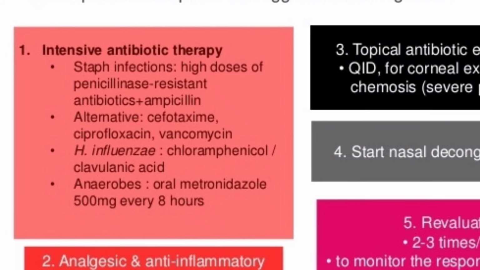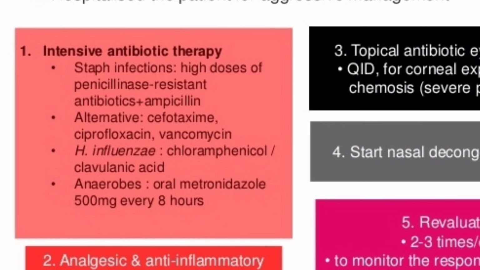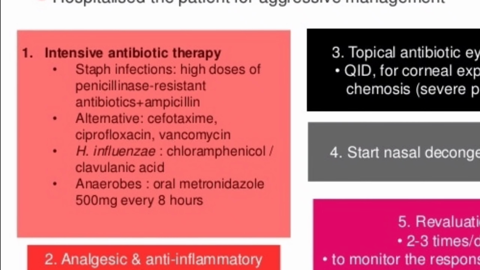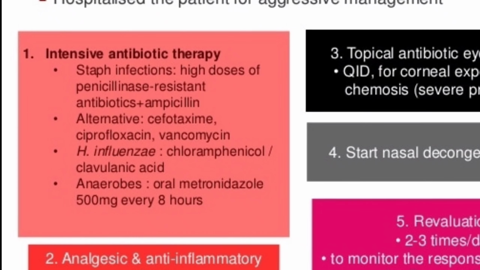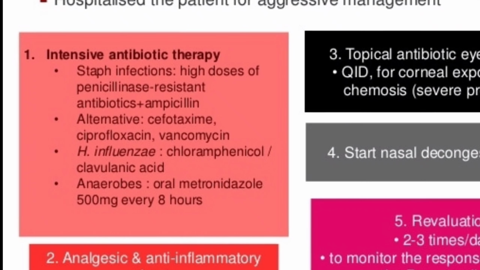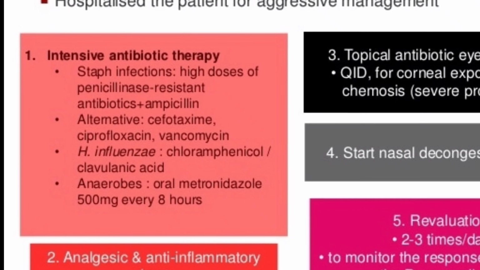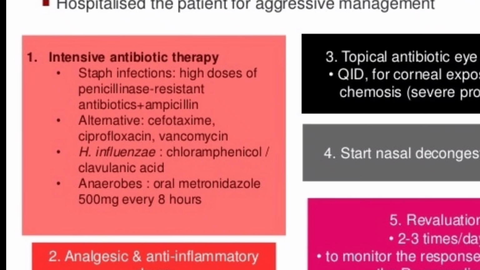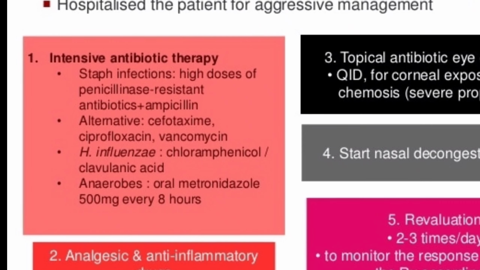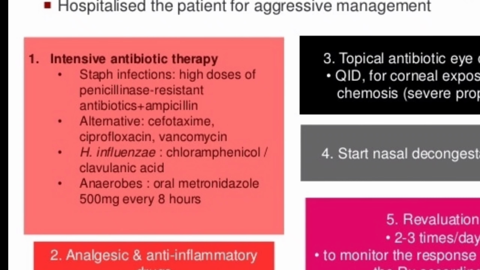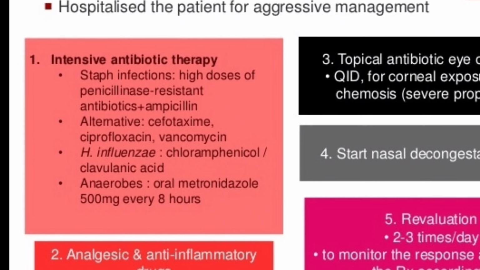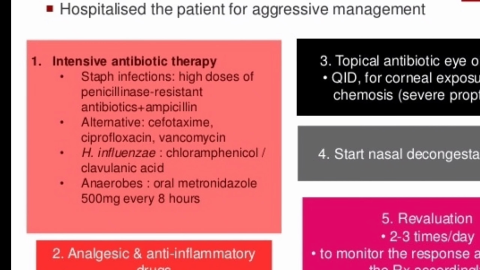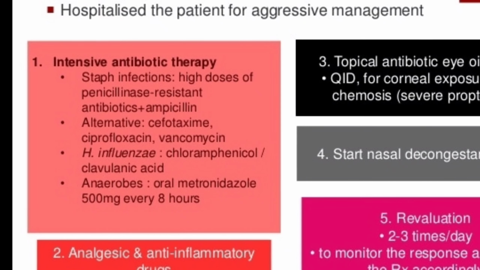Then the treatment. It will be in three parts: the first part, conservative or supportive or symptomatic treatment, then medical treatment, then surgical treatment. For conservative or symptomatic treatment, you have to give analgesic and anti-inflammatory for the fever and the pain. And also you have to start a nasal decongestant, because there is underlying sinusitis. It will help. It will be under the guidance of the ENT doctor.